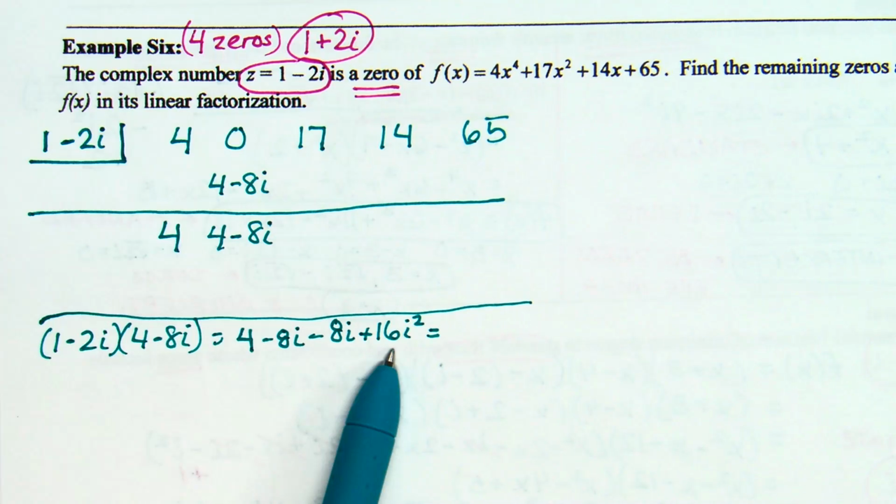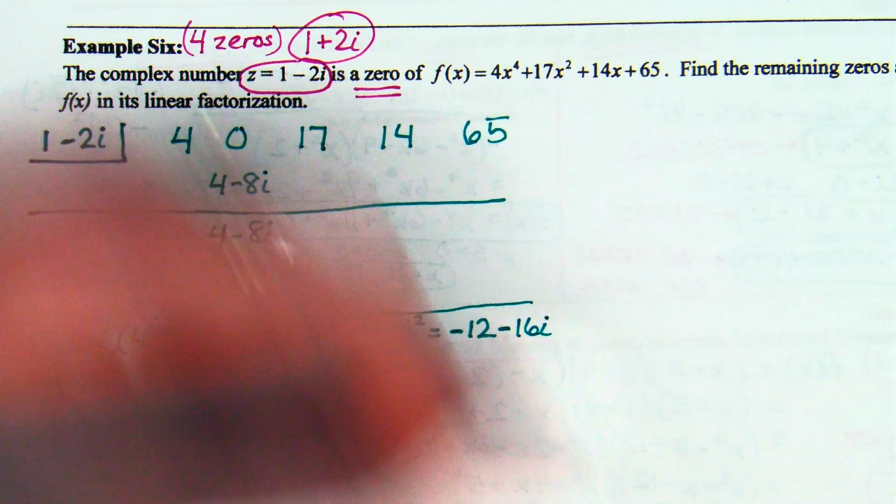I don't know where that one adds. So negative 12 minus 16i has to add to 17. 17 is a constant, so it adds to the 12. 17 plus negative 12 is 5 minus 16i.